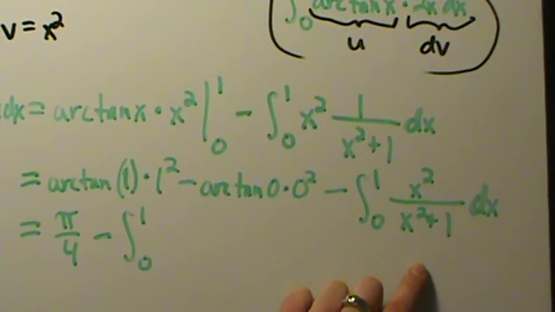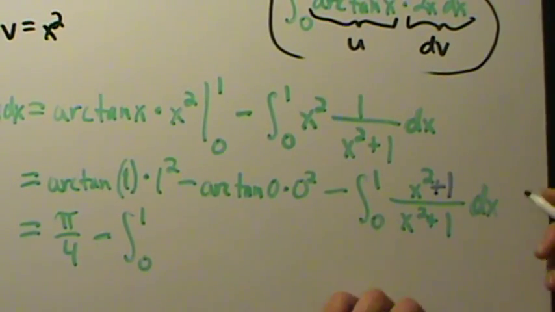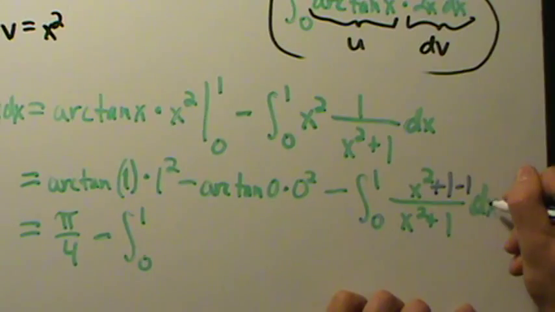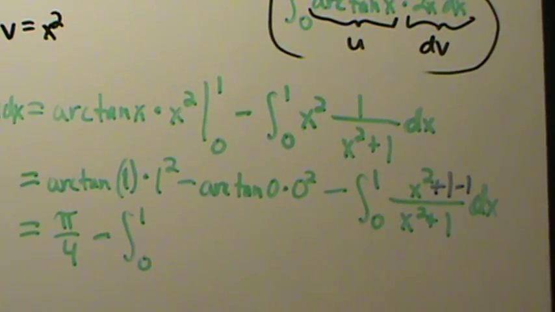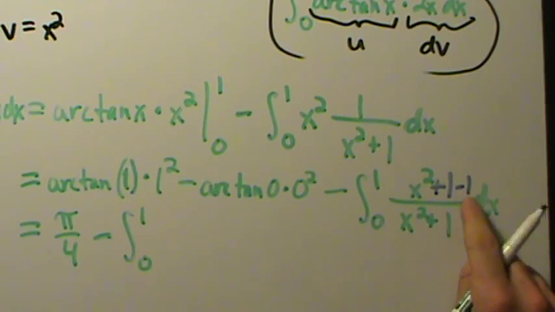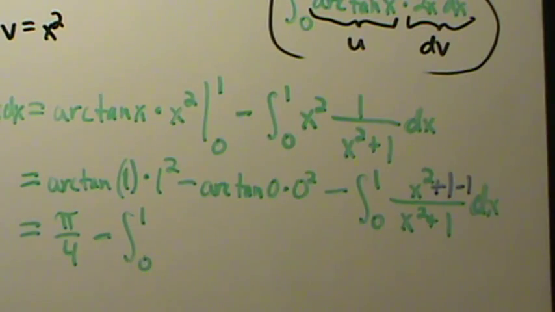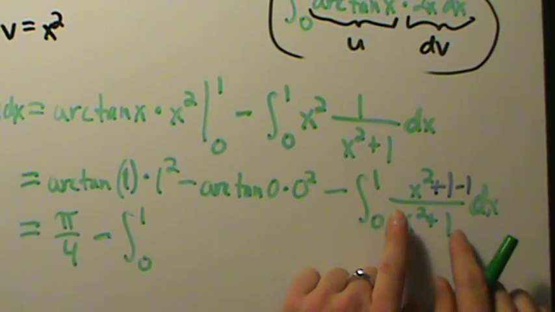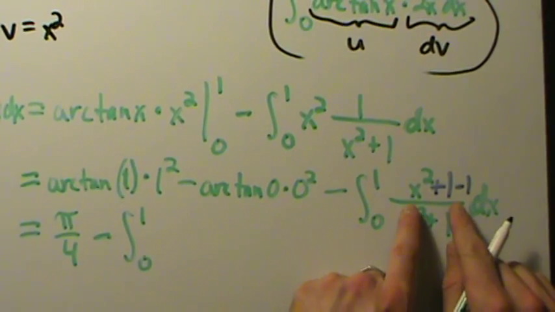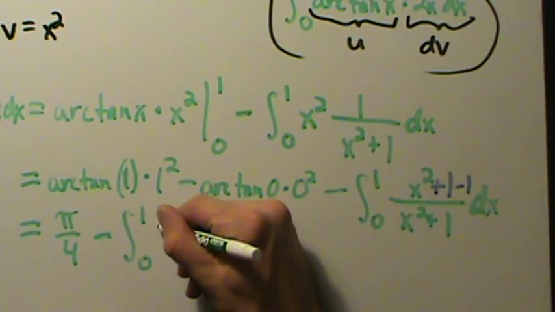So what I want to do is stick a plus 1 on the top, but since I did that, I also have to subtract 1 on the top to make it okay. So what did I just do here? I just added 0. 1 minus 1 is 0. I just added 0 in a way that's useful to me. How is that useful? Well, now I can split this up into two integrals.